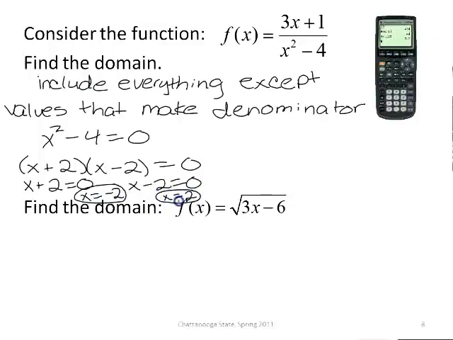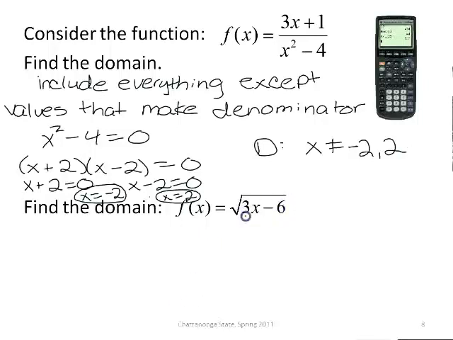So these values are what I call the bad numbers. Those are the numbers that make the denominator 0. So here my domain is going to be everything except x equal to negative 2 and positive 2. So I would say x cannot equal negative 2 or positive 2.